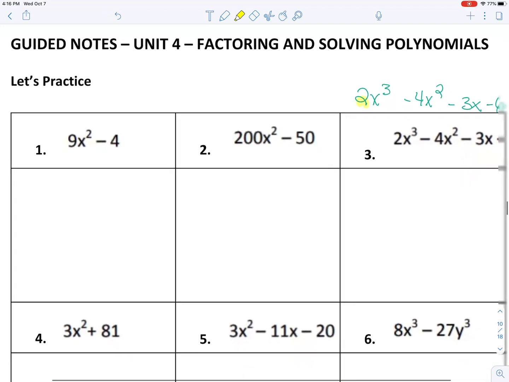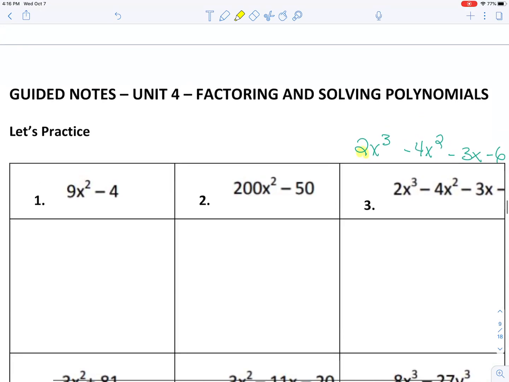All right, let's do some practice work. All righty, so we look at this first one. What's our first question we're going to ask? Is there a GCF? And the answer to that question is no. There's no GCF here. So then we ask, how many terms do I have? I have 2 terms. There's a subtraction sign, so it could possibly be the difference of 2 squares. Is it? Well, 9x squared is 3x times 3x, and 4 is 2 times 2. So this is the difference of 2 squares, so we can write this as 3x plus 2, 3x minus 2.